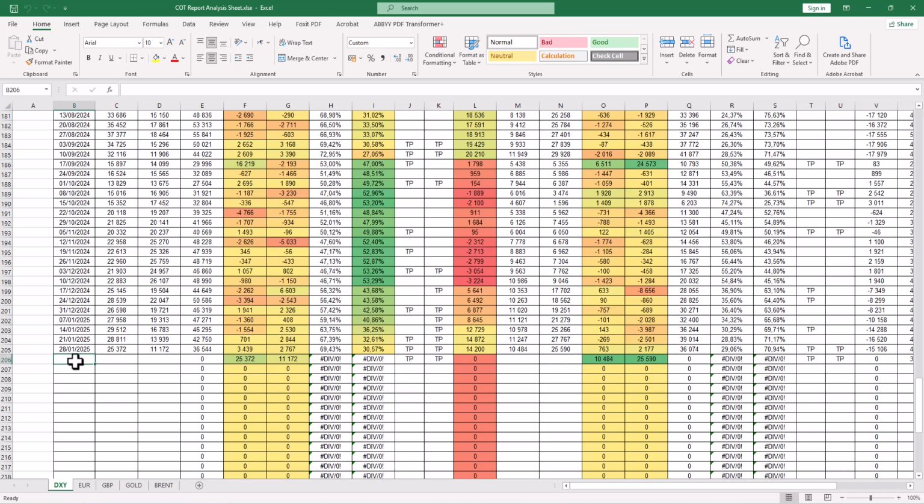So today I'm going to look at the dollar index. It's going to be more of a detailed analysis, and I'm going to start by updating the COT report, looking at what positions might have changed prior to last week's report.